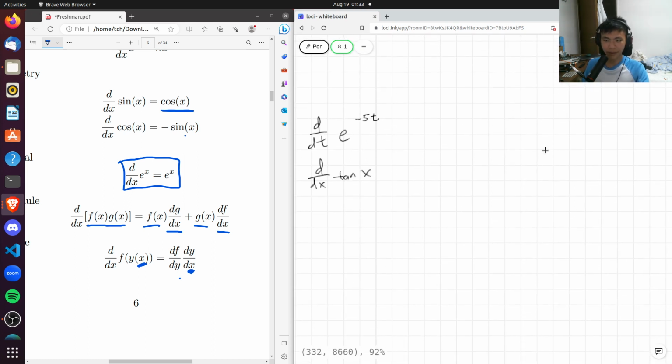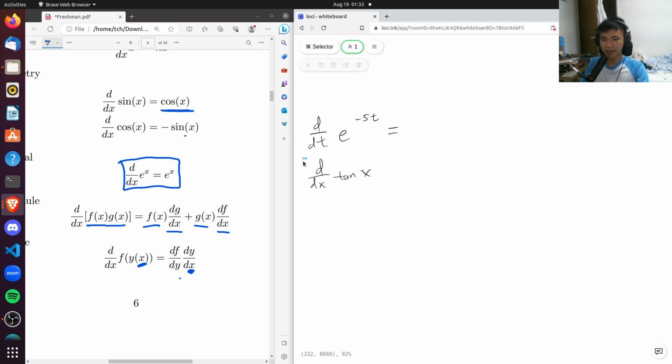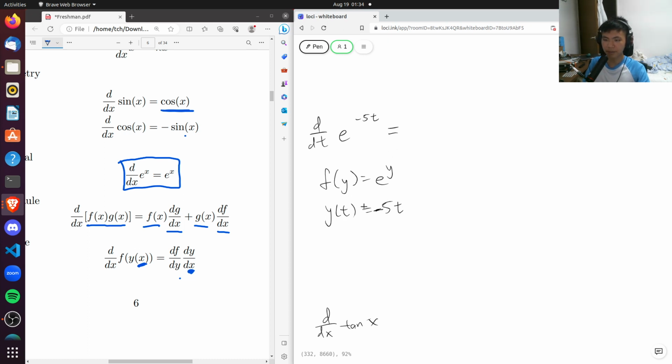So the next natural example of the chain rule is this. Let me just move this down a little bit again. You see that this is actually a composite of two functions, right? The first function is f of y equals e to the y, and the next function is y of t equals minus 5t, right? So you take the derivative again. This is just df over dy times dy over dt, and if you work it out, it gives us minus 5 e to the minus 5t.